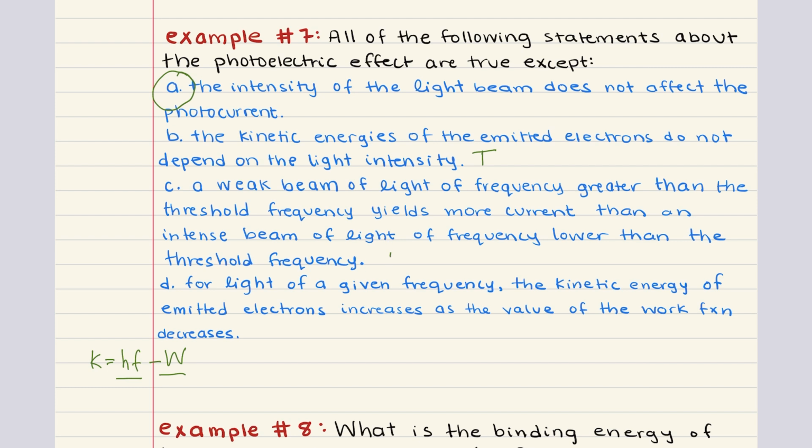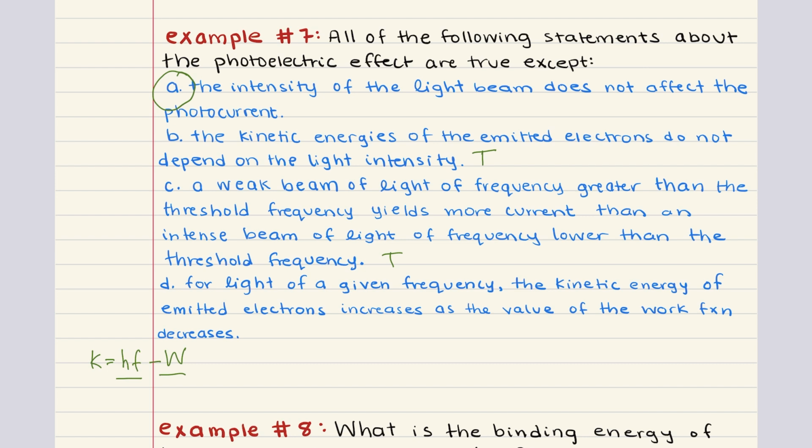This statement is also true. For electrons to be ejected, the frequency of the light must be greater than the threshold frequency, regardless of the light's intensity. If the frequency is below the threshold, then no electrons are ejected, regardless how intense the beam is. A weak beam of light with a frequency above the threshold that can eject some electrons, that's going to produce a current, while an intense beam of subthreshold light cannot eject any electrons, resulting in no current.